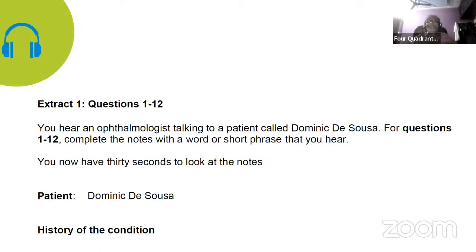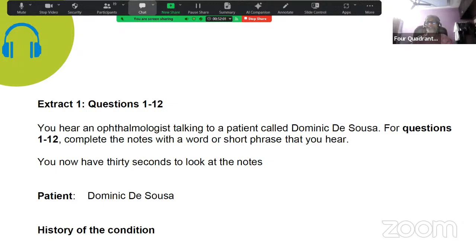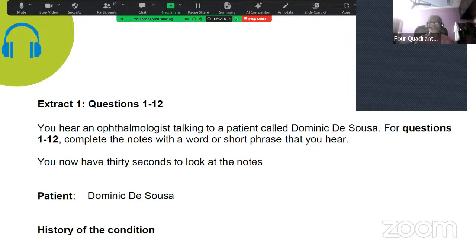Now, who is the medical professional here? Who is the authority here? Write down your answers, please. Who is the authority? Extract one. This is Dominic de Sousa. Extract one. Okay. Who is the authority here? Who is the boss here? Who is the boss? Who is the main person in this extract? Okay.